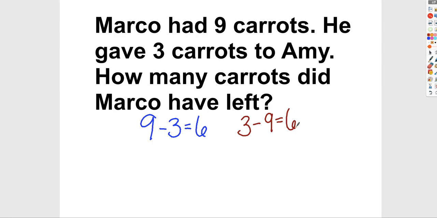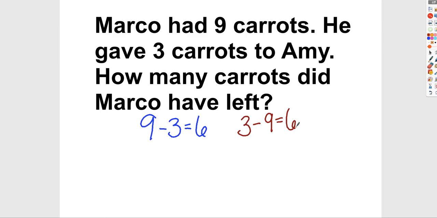Wow, he's got a lot of carrots. Yep. He must like his carrots. That's good. They're healthy for him. Okay, here he has 9 carrots, right? He's going to take 3 of those carrots away. 1, 2, 3. He has 6 carrots left. 1, 2, 3, 4, 5, 6. There we go. Fantastic. Now, let's try our other number model that we have here.